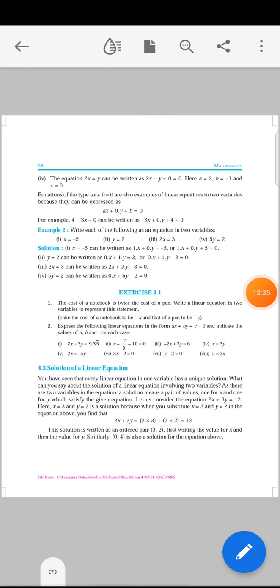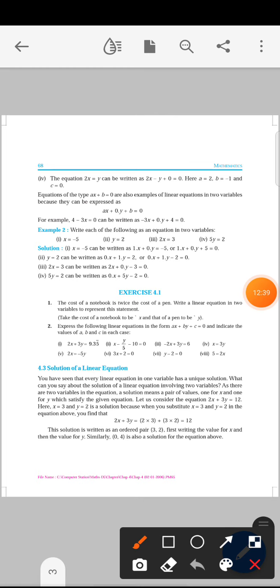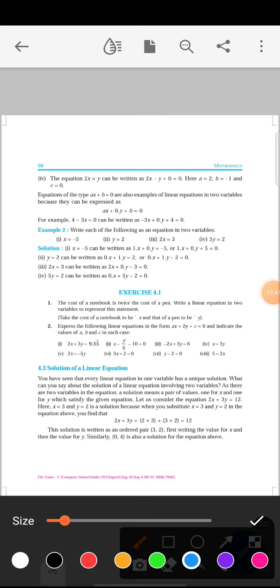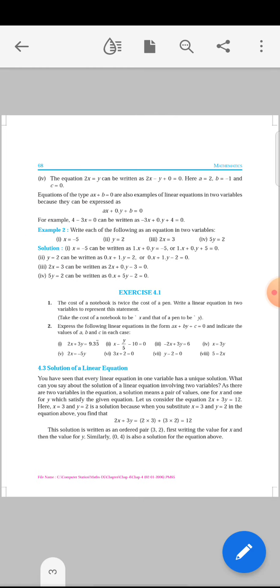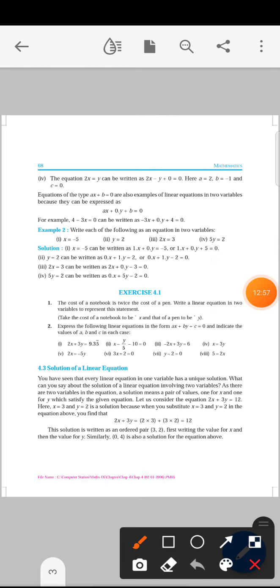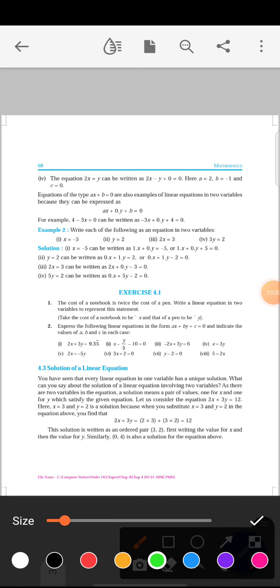Now in example number two, we have to write each of the following equations in two variables. So there is the given question, and we have to write this equation in terms of two variables. There is x equal to minus 5, and the standard form, which we know, of a linear equation is ax plus by plus c equal to 0. So we have to write it in standard form.